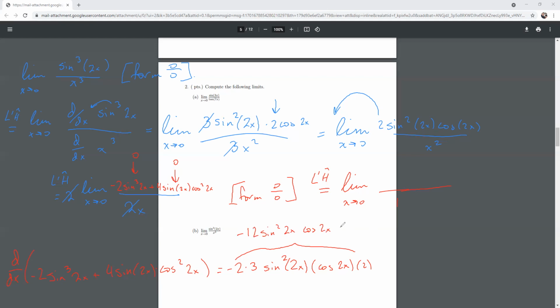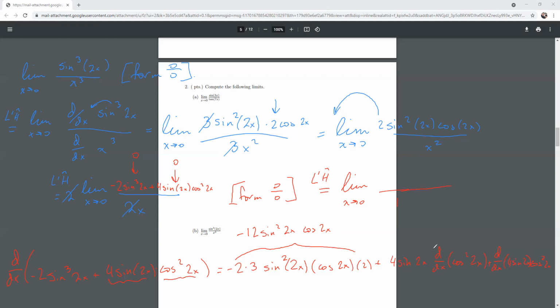So let's do that next. All right, so this is going to be our first function. This is going to be our second. So here, 4 sine of 2x times the derivative of cosine squared of 2x plus derivative of 4 sine 2x times cosine squared of 2x. Okay.